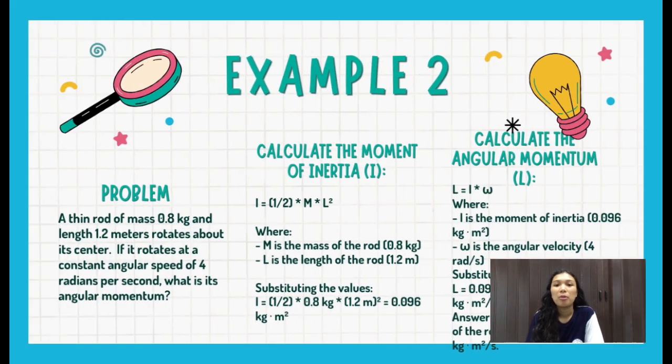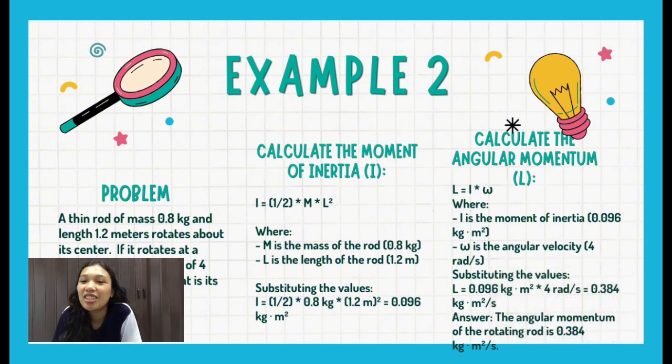Example number 2. Problem. A thin rod of mass 0.8 kg and length 1.2 meters rotates about its center. If it rotates at a constant angular speed of 4 radians per second, what is its angular momentum? So, i-follow ra gyud po nato ang formula. So, inertia equals 1/2 mass times length squared. So, ang iyang mass is 0.8 kg times 1.2 meter. So, iya yung equals is 0.096 kilogram meter squared.